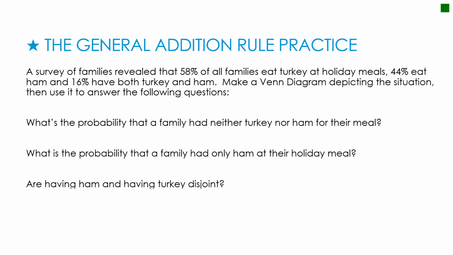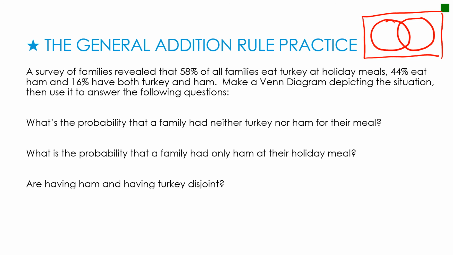So again, the first thing I would do is find my Venn diagram. I'm just going to make it kind of small up here in the corner out of the way. I'll try to make that intersection a little bit bigger. And again, I usually start, if I can, with the value in the middle. So 0.16 goes in the middle because that's turkey and ham. We'll call this turkey, we'll call this ham. So if 58% eat turkey, I'm going to take 0.58 minus 0.16 to find this 0.42.